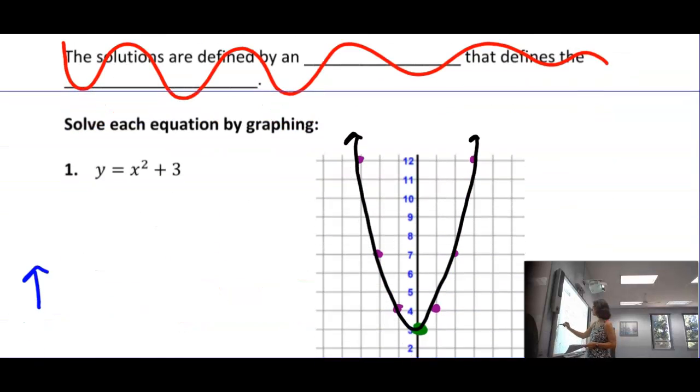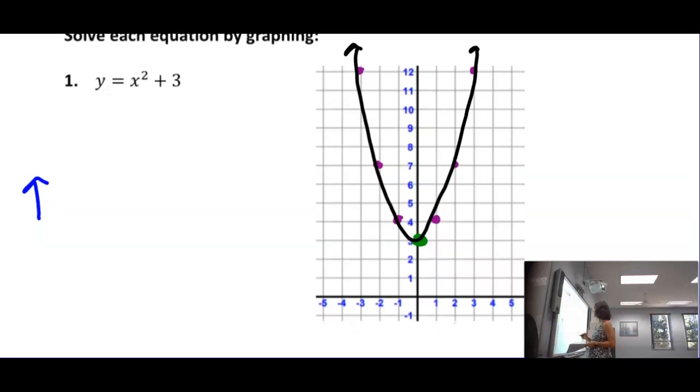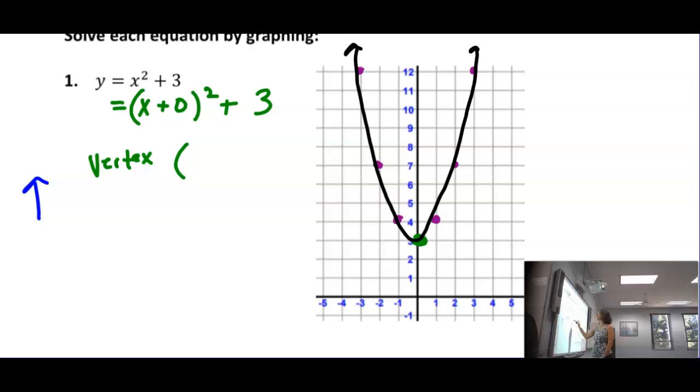Don't make this hard. So if we were going to graph this, y equals x squared plus 3. Remember, this is one of those special ones. What's being added to x in this equation? 0. Okay, so what's my vertex? It would be 0, 3. Notice that's where I graphed it. This graph is going up because there's an imaginary positive 1 there. Okay, so I'm going up.